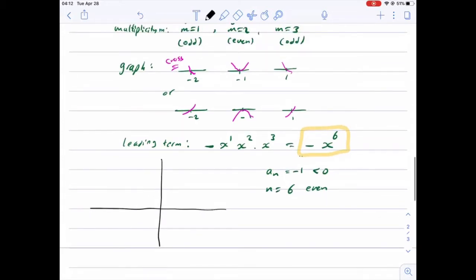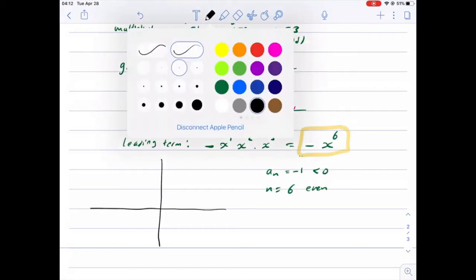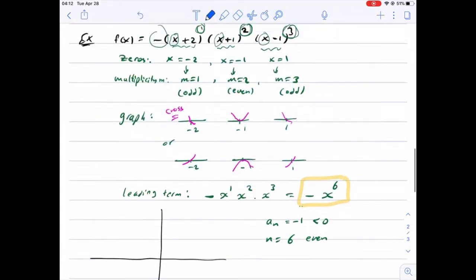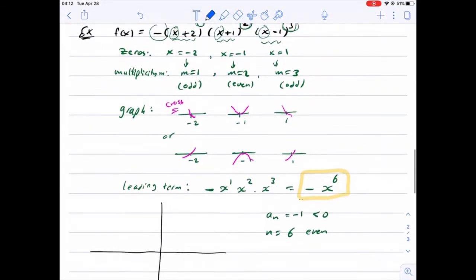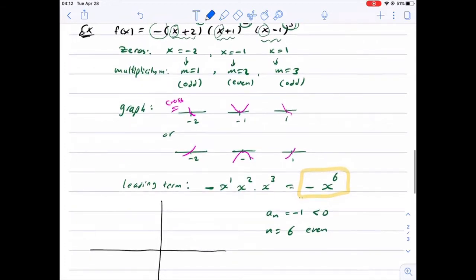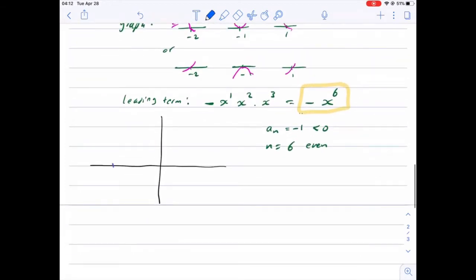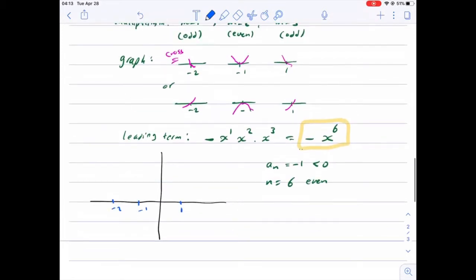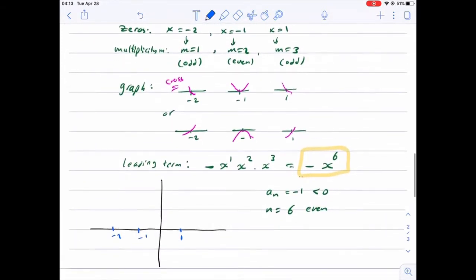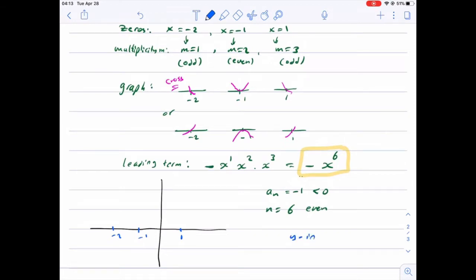we know that we have x-intercepts. What are the x-intercepts? Let's graph this function. What are the zeros? X-intercepts are the zeros. The zeros are negative 2, negative 1, and 1. And what is the y-intercept? For the y-intercept, we can determine it here. It's very easy.